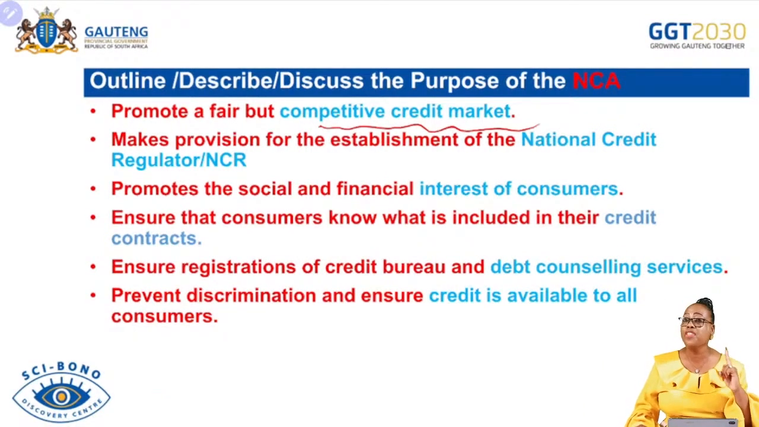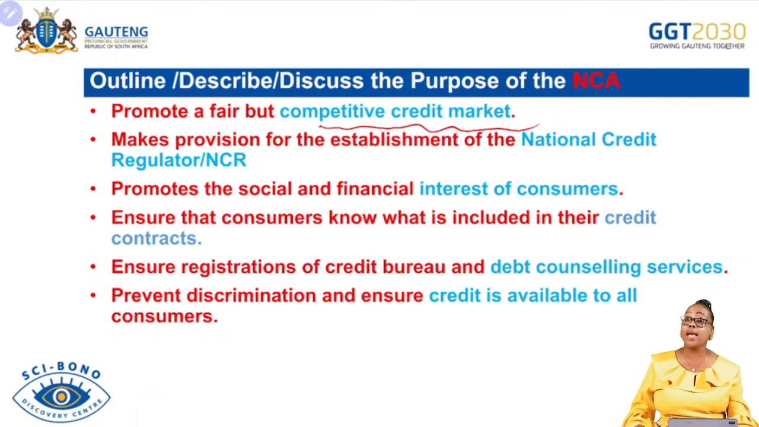Now, remembering only the words National Credit Regulator, you can come up with a fully structured sentence. It's not going to be enough just to say it makes provision for the establishment, and then you add it up there. It's unfair in terms of the action verb used. So always look at the action verb used.